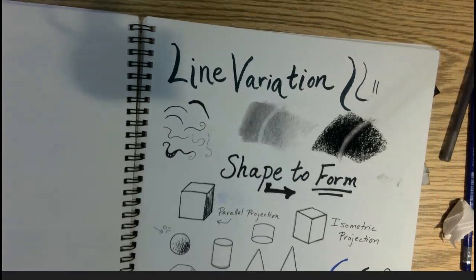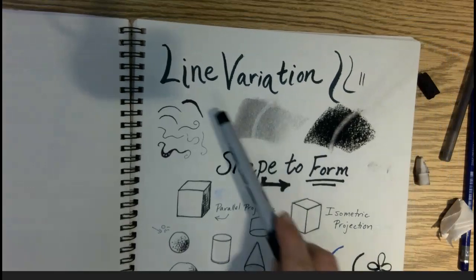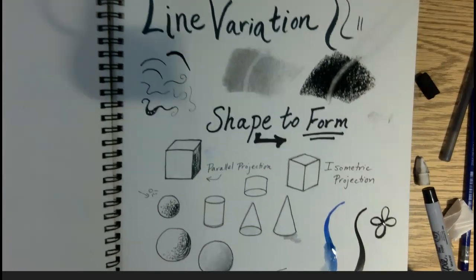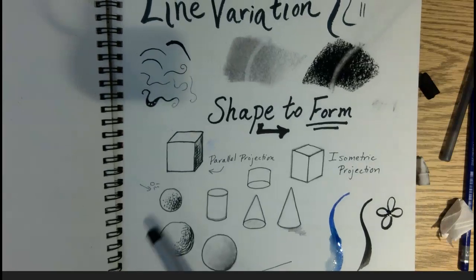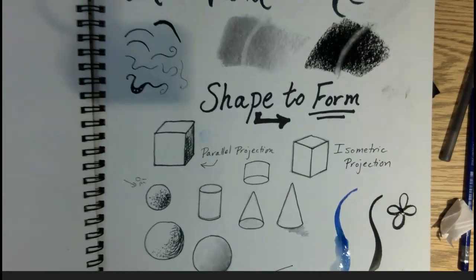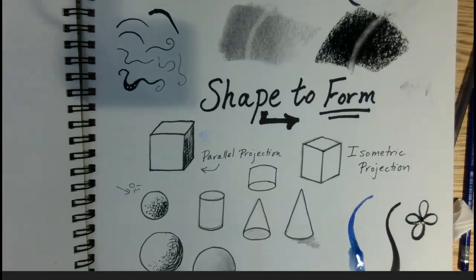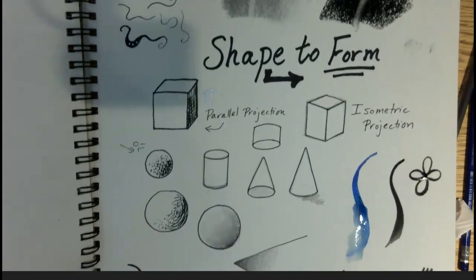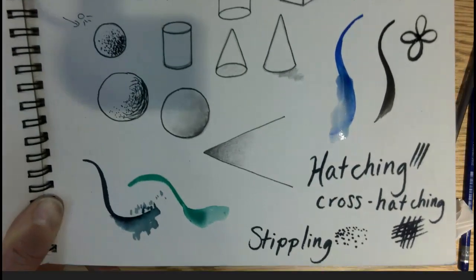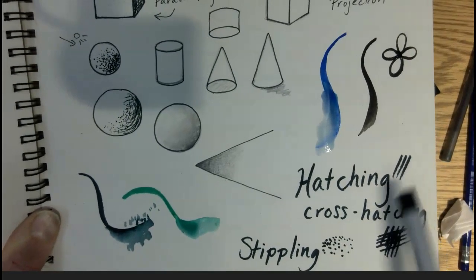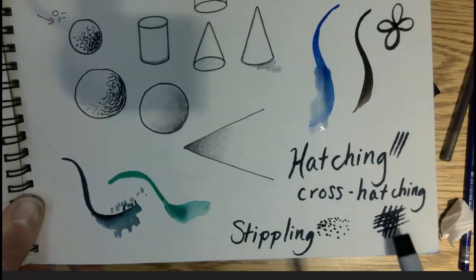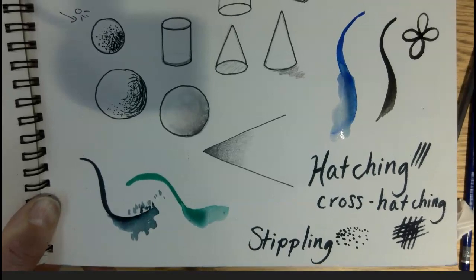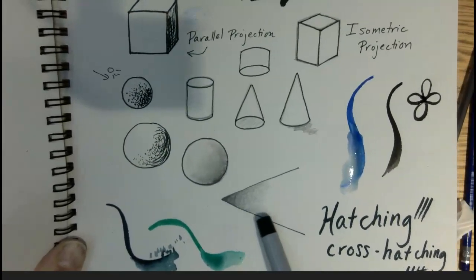So just to recap, we started with line variation, changing the type of line from thin to thick, light to dark. We talked about shape to form, so turning a square into a cube. We used parallel projection. We used isometric projection when we were looking at the edge. And then we also talked about different ways of shading. So we used hatching when we were just using lines. Cross hatching was the variation where the lines crossed each other. We used stippling with little dots, and we used a smooth gradation of value.